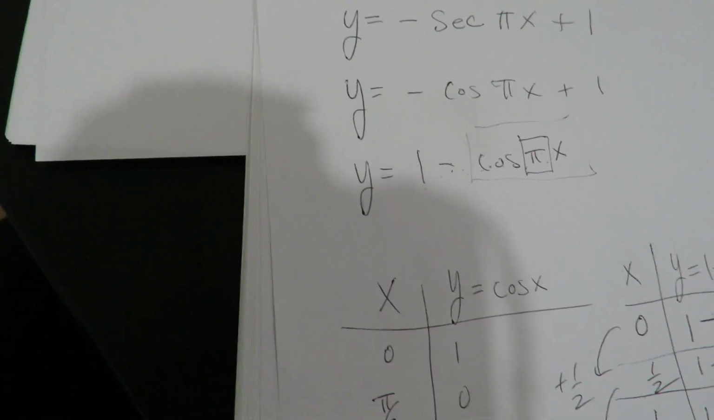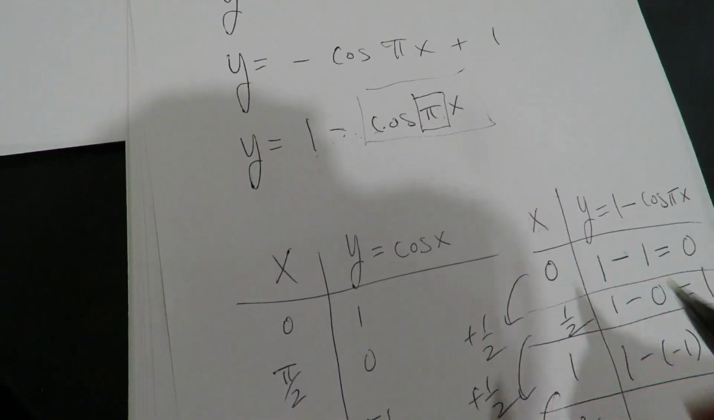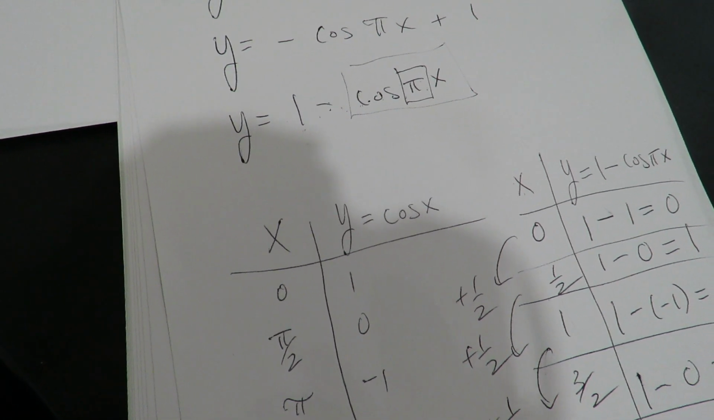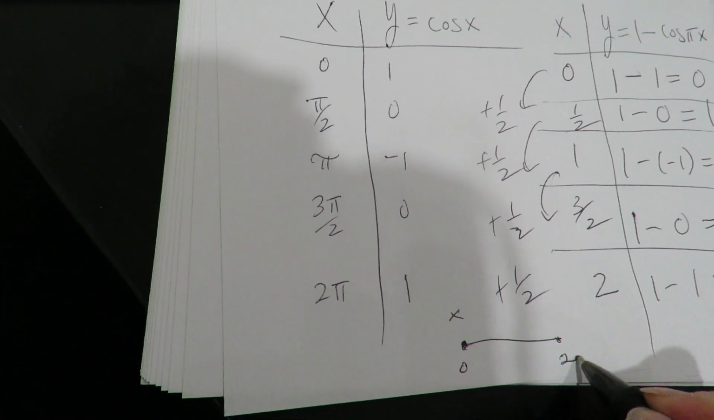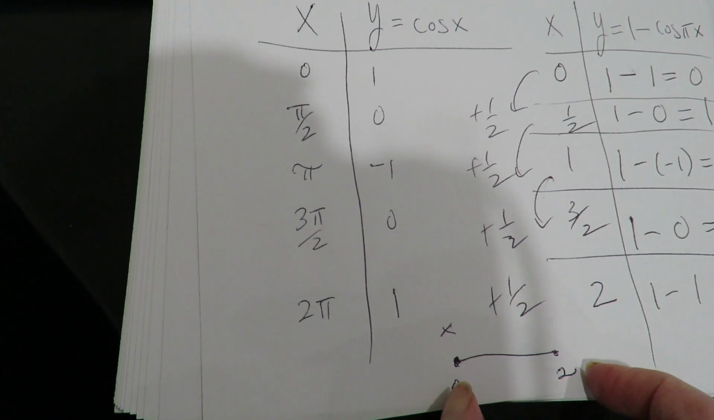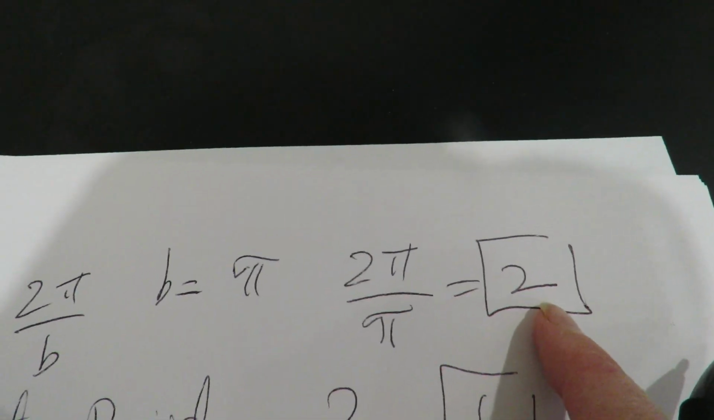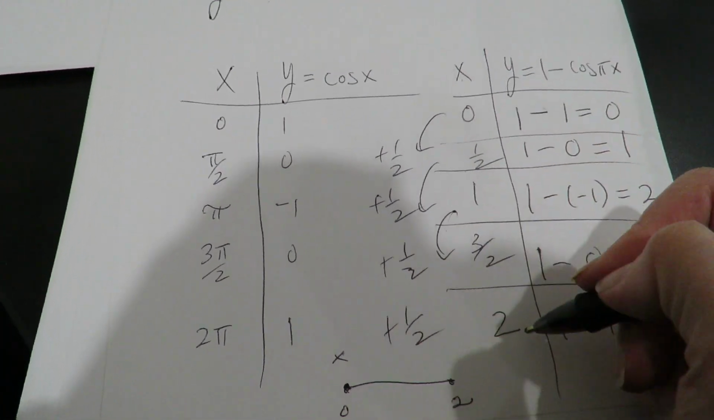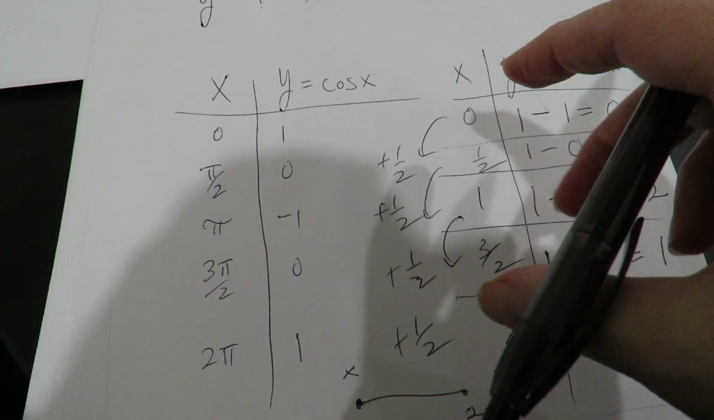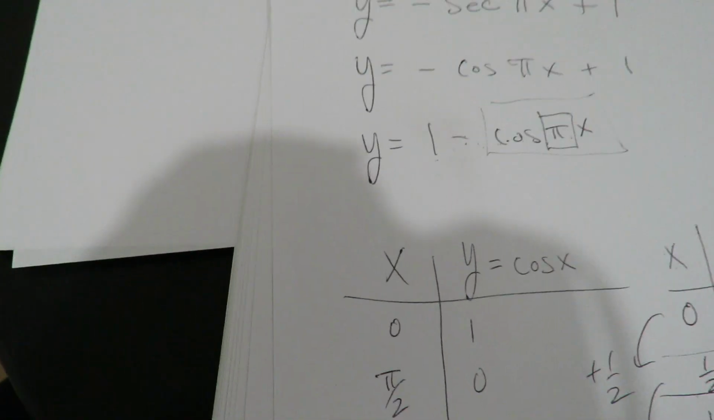In my head, I just like to check that it makes sense. So if my x value starts at a 0 and it ends at a 2, that has a width of 2 units, which is what the period is. I just like to make sure that these values make sense. From 0 to 2, that is the width. It's 2 units, so that lines up.